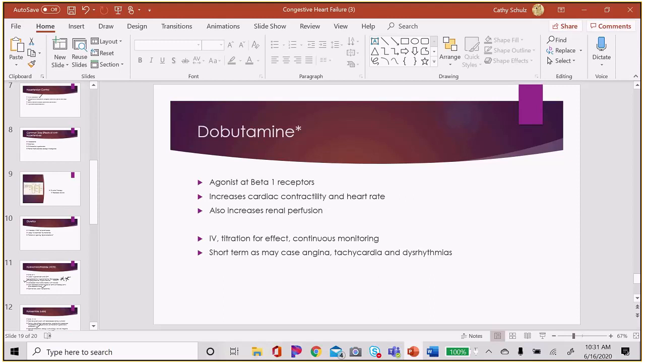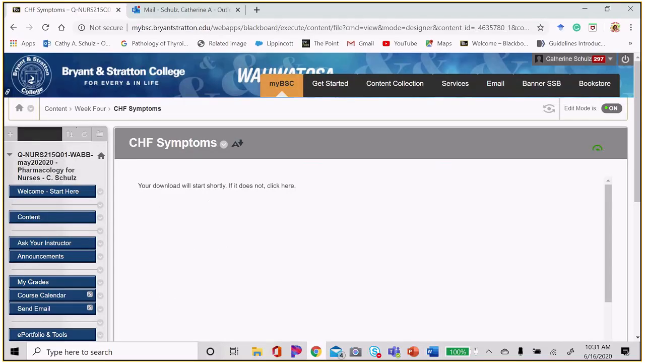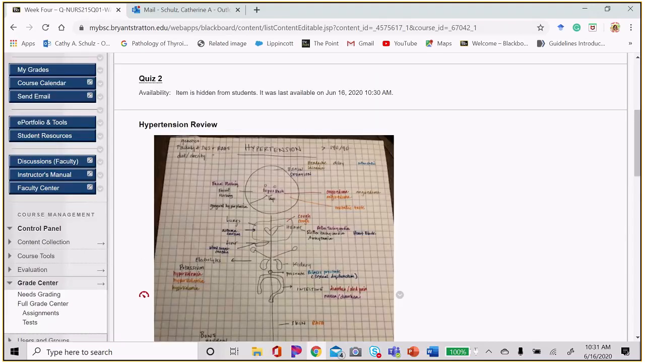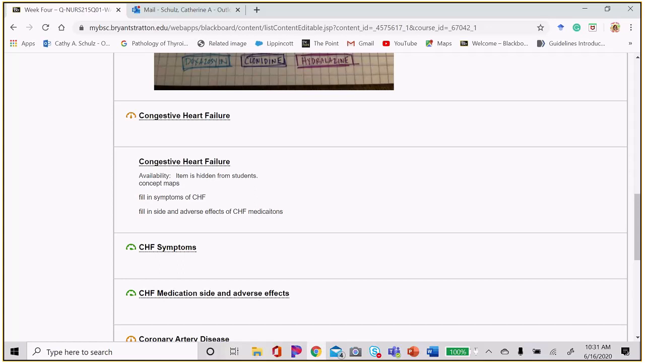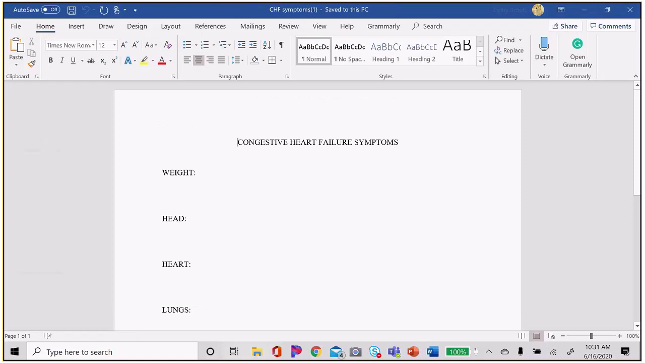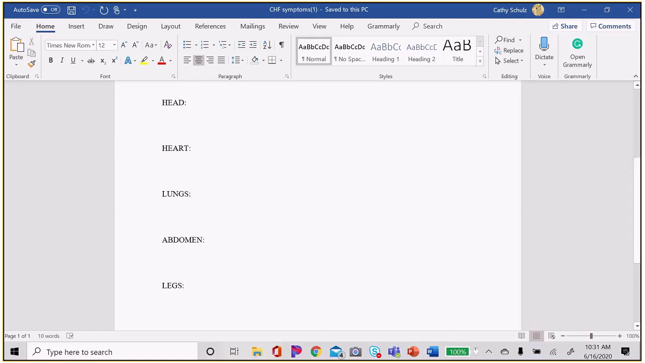So we filled out the review of the symptoms of congestive heart failure. Now what I would like you to do is fill out this CHF medication side and adverse effects sheet, sort of a modified concept map, because it might be hard to do that and scan it. If I'm taking these medications, what are the potential side and adverse effects? You could do it with the colors like I did, or you could just list them.